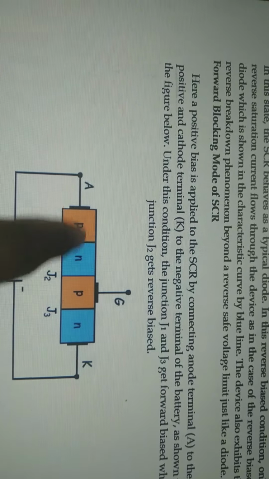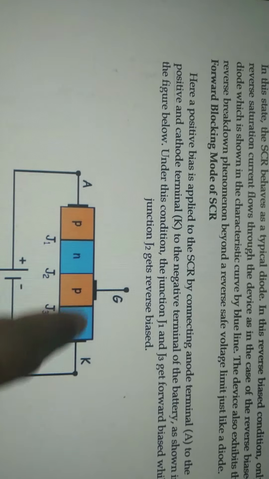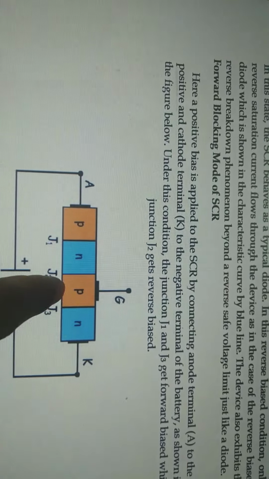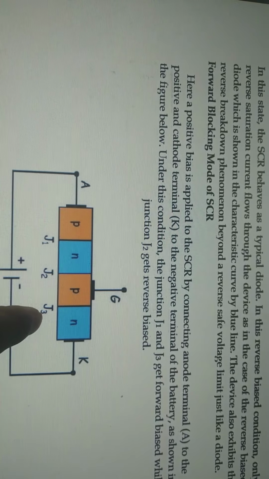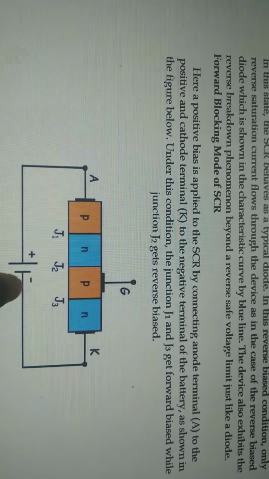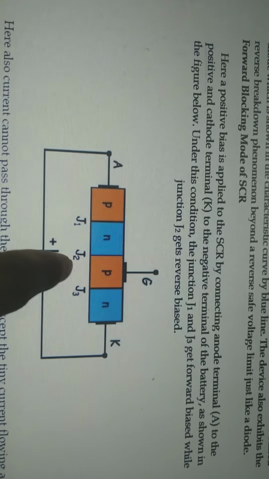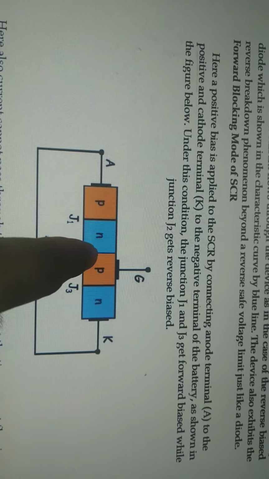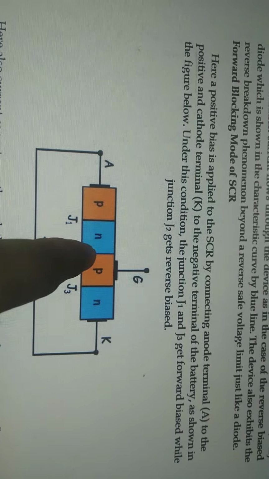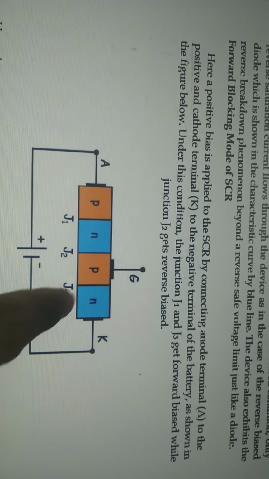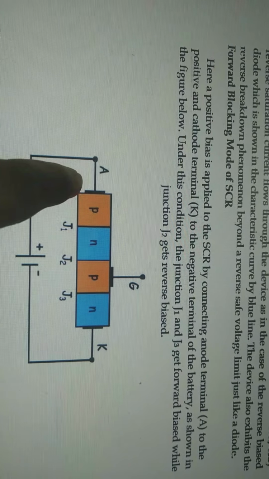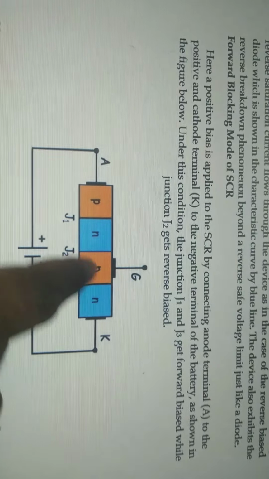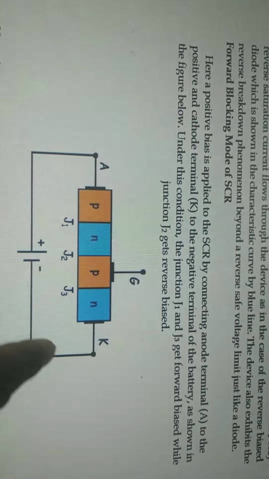Means hammering takes place between the P material and N material, and here also P material and N material, and thereby J1 junction and J3 junction are going to be forward biased by the connection of the battery, and J2 junction is going to be reverse biased. The only depletion layer in this mode of operation is the J2 junction. Because this J2 junction is in reverse biased condition, the current is unable to flow through the device from anode to cathode like this.